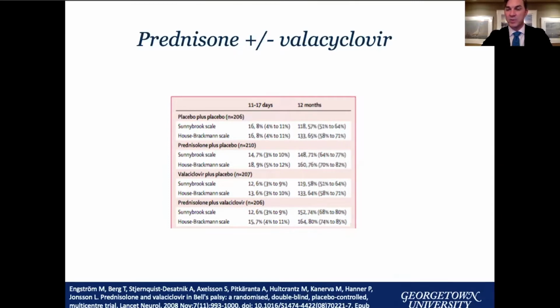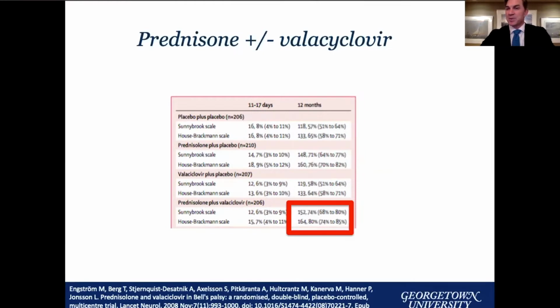This is one of which was a greater than 800 patient study done in Sweden. And what they showed was that when prednisone was given, either independently or with Valtrex, there was a much greater likelihood of recovery. In the prednisone plus Valtrex group, with the Sunnybrook score, 74% of patients got complete recovery of function when given a 10-day course of steroid taper with a 7-day course of Valtrex, as compared to 71% in the group that only got the steroid. So somewhere between 71 and 74%.